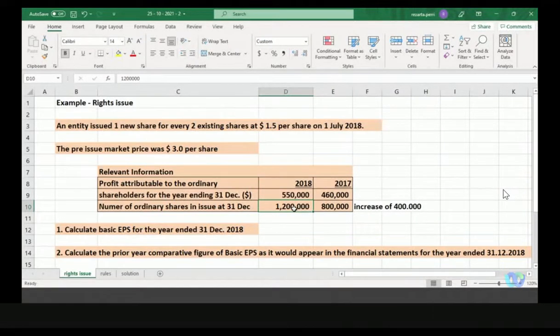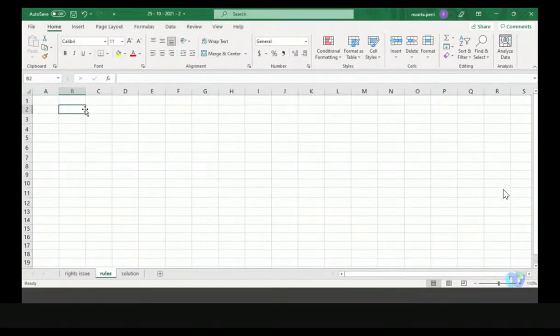The requirements are the same as in the previous exercise. Calculate the basic earnings per share for 2018 and then restate the prior year figure for 2017 as we would report it in the financial statements for the current year, for the year ended 2018. I will use the same approach. First of all, we are going to state some rules, what to do in case of a rights issue, some formulas that we need, and then we are jumping to how to solve this example.